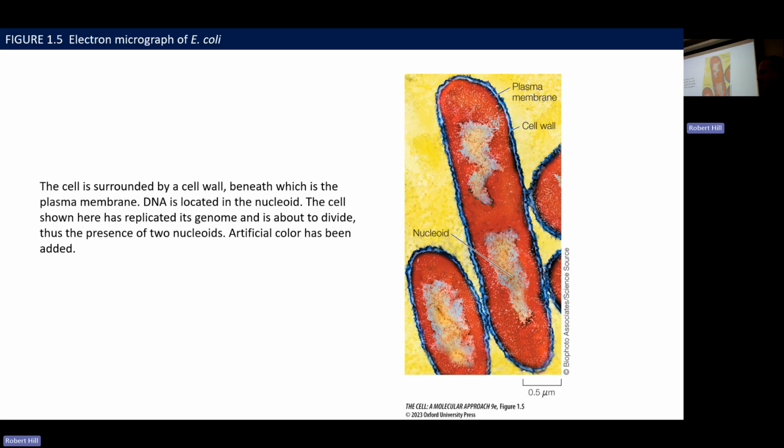These cells need to be in isotonic environments. If they're in hypotonic environments, like very aqueous environments lacking salt, osmosis will cause water to go into the cell and eventually it will lyse or blow up. So you need to have that protective cell wall to protect them from osmolysis.